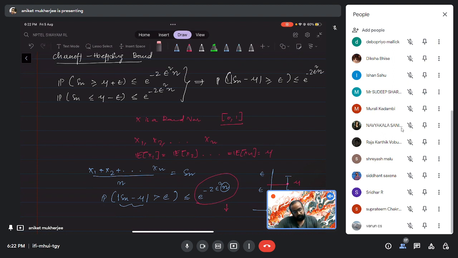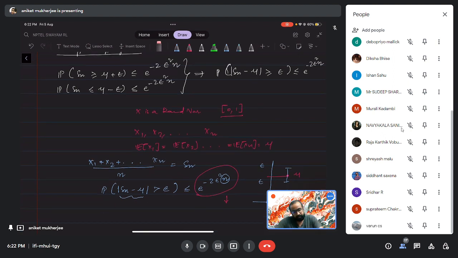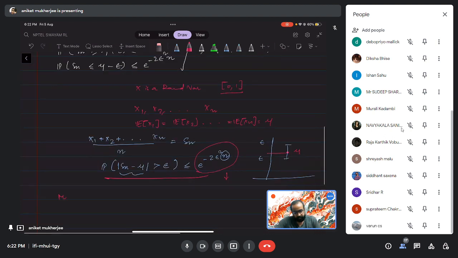I hope you can see that this inequality, the Chernoff-Hoeffding inequality, is somewhat similar to a Markov inequality. I hope you guys are familiar with Markov inequality also. The probability of x greater than a is less than or equal to expectation of x by a, where x is a positive random variable. So x has support 0 to infinity. If x is a positive random variable, then this is the Markov inequality.